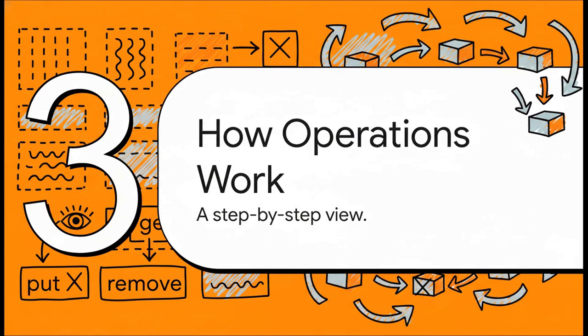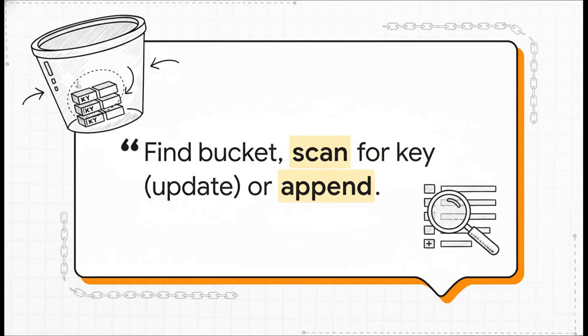Okay, so we've got our blueprint, an array of lists. Let's get our hands dirty now and see exactly how our put, get, and remove functions are going to work with this structure. First up, put. When we want to add a new item or maybe update an old one, the plan is straightforward. Find the right bucket, then check the list inside. If our key is already there, we update it. If not, we add it.